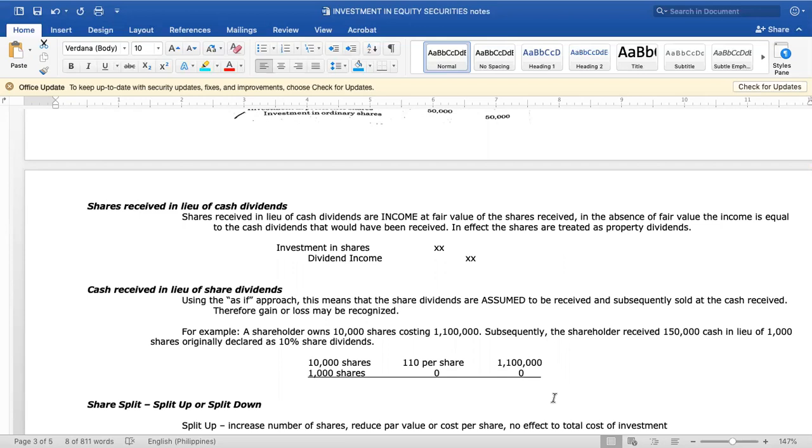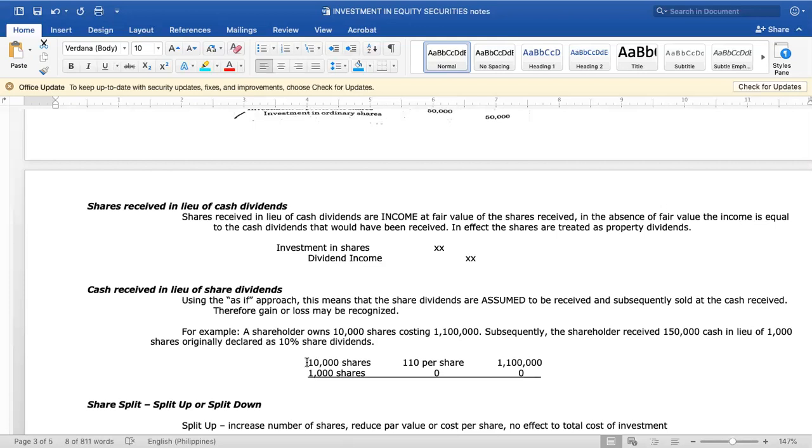So example, a shareholder owns 10,000 shares costing 1,100,000. Tapos subsequently, the shareholder received 150,000 cash in lieu of 1,000 shares originally declared as 10% share dividend. So instead nga makadawat ta og 1,000 shares nga 10% share dividends, ang ato na nang na-receive is 150,000 cash. Diba? Instead of receiving that 1,000 shares originally declared as 10% share dividend. So atong assumption, di ba, we receive first the shares before we sell the shares, di ba? So nadawat pa nato ning 1,000.